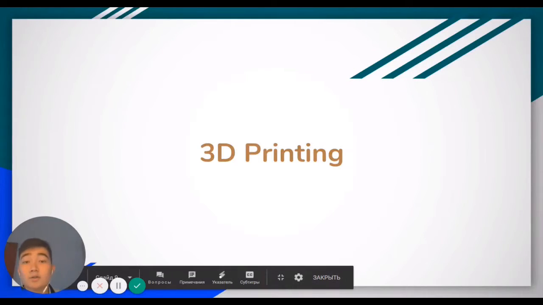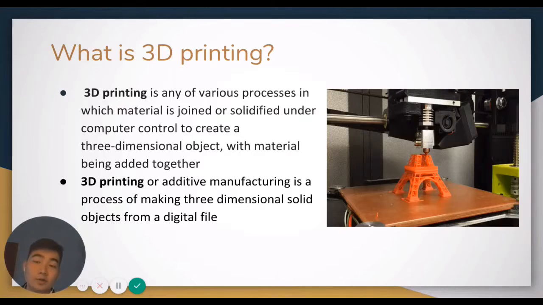And now we're going to talk about 3D printing. So, firstly, what is 3D printing? 3D printing is any of various processes in which material is joined or solidified under computer control to create a 3-dimensional object, with material being added together. Or 3D printing, or additive manufacturing, is a process of making 3-dimensional solid objects from a digital file.